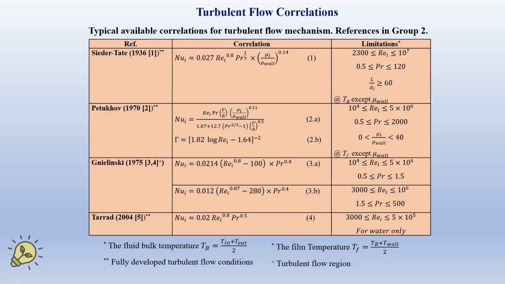Of course, all of these correlations are applied for turbulent flow conditions. And we have T sub B bulk temperature equal to inlet plus outlet divided by 2 as a mean value. And the film temperature depends on T wall plus T sub B divided by 2. And these correlations, of course, require the knowledge of the thermal properties of these fluids. We are going to use one or two of these correlations in our present application.